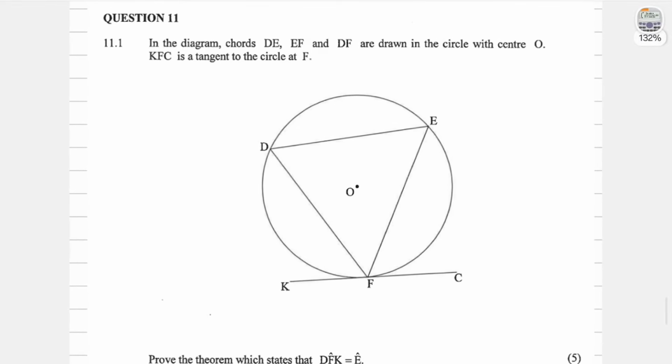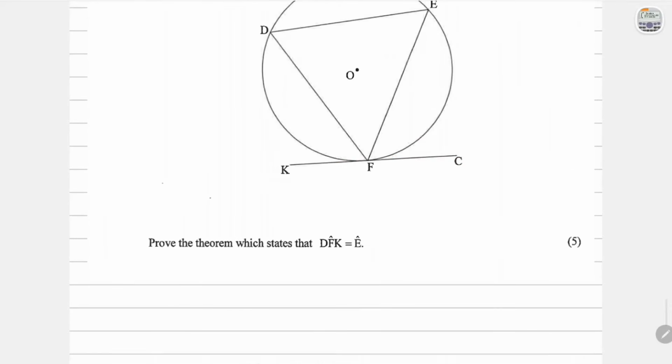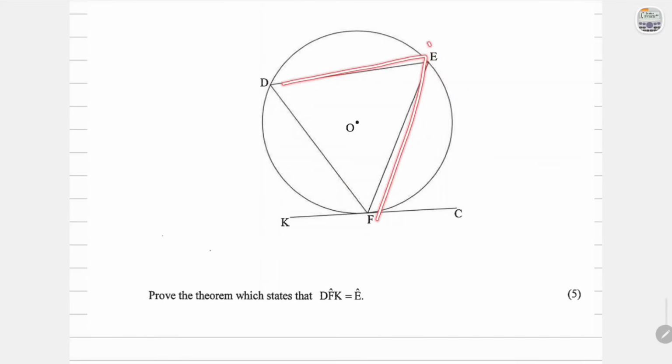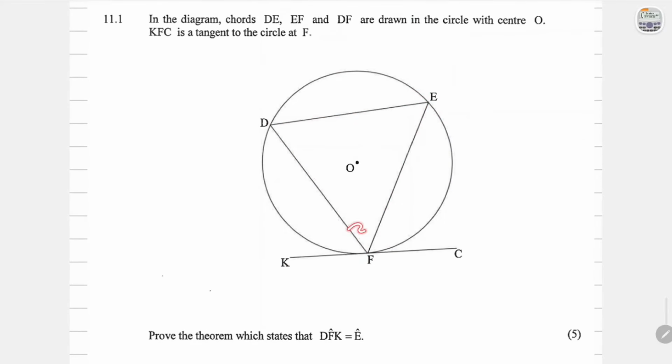Question 11.1 says, in the diagram, chords DE, EF, and DF are drawn in the circle with the center O. KFC is a tangent to the circle at F. And the question is to prove the theorem which states that angle DFK is equal to angle E at the circumference. Okay, so just based on what they are asking for, notice that this is on the left-hand side, okay? Since they want us to prove that DFK, this angle over here, is equal to this angle, here's how we're going to draw this diagram.